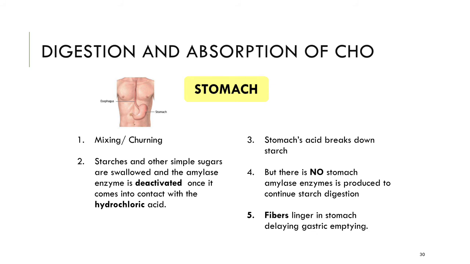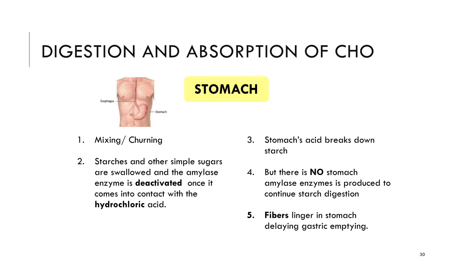Next, remember the food will channel down the esophagus and reach the stomach. In the stomach, mixing and churning will occur. The starch and the simple sugar are mixed in the stomach, and because of the acidic pH in the stomach, the stomach secretes a lot of hydrochloric acid, and therefore lowers the pH of the stomach content, making it highly acidic. Salivary amylase works at a slightly higher, or alkaline, pH, and therefore the amylase in the stomach will be deactivated.